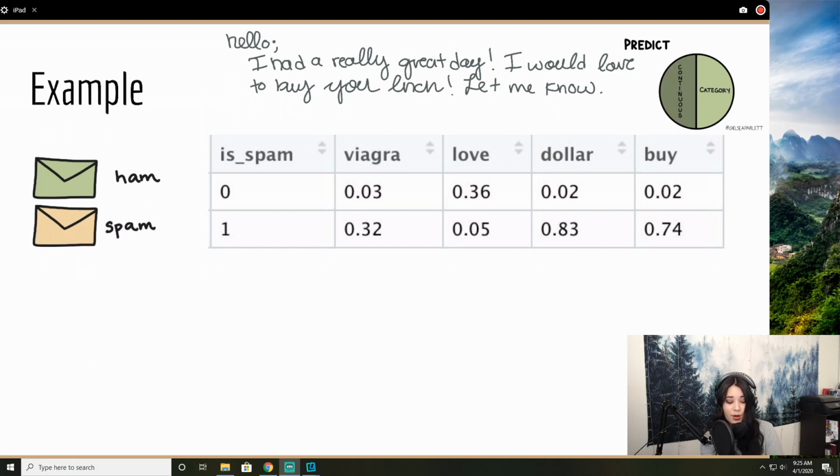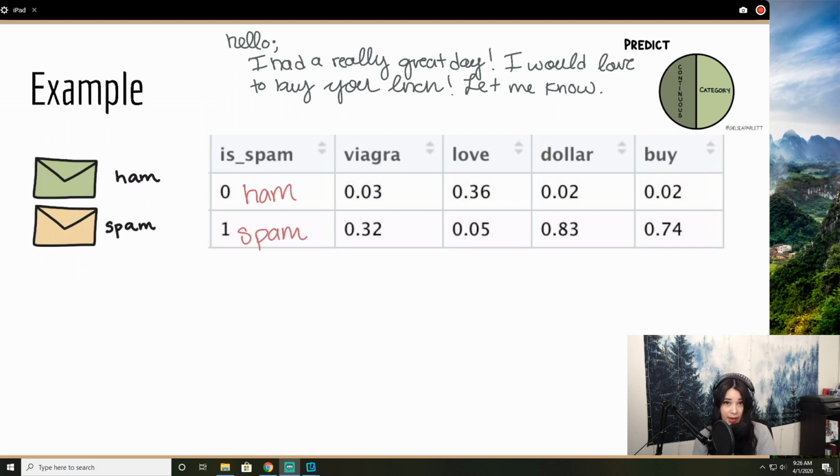which basically says for ham emails and for spam emails, what is the proportion in our data set that have these 4 words? And for time's sake, we're only going to look at 4. So for instance, we're going to look at the word Viagra, the word love, the word dollar, and the word buy. So for example, in our data set, for a spam email, the probability of seeing the word dollar is 0.83 or 83%. And the probability of seeing the word love, given that we are looking at a ham email, is 0.36.